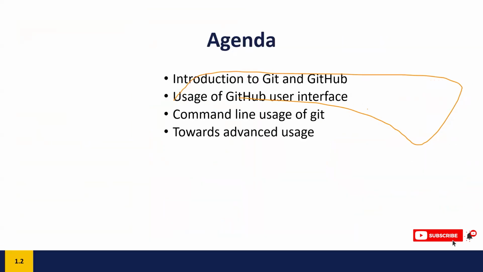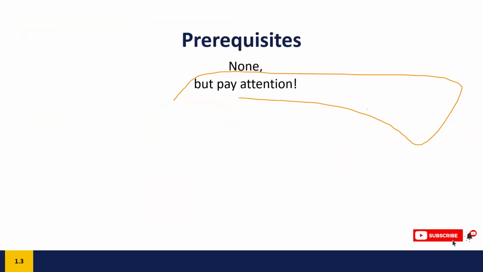Okay. So what is the agenda? Introduction to Git and GitHub. The agenda is introduction to Git and GitHub, usage of the GitHub user interface and the command line usage of Git, how we can execute the commands in Git through the command line towards advanced usage. We'll show you guys. So what are the prerequisites? The prerequisites is none. But pay attention, guys.